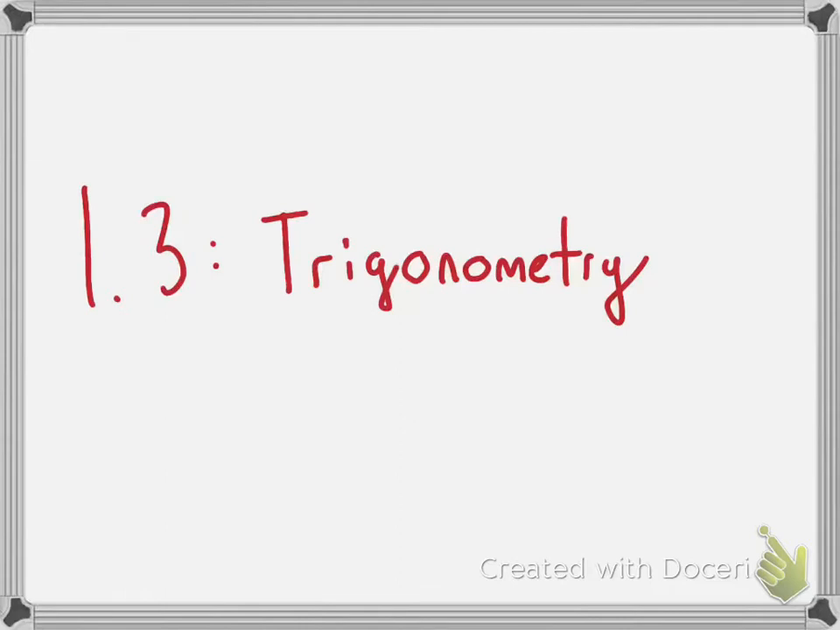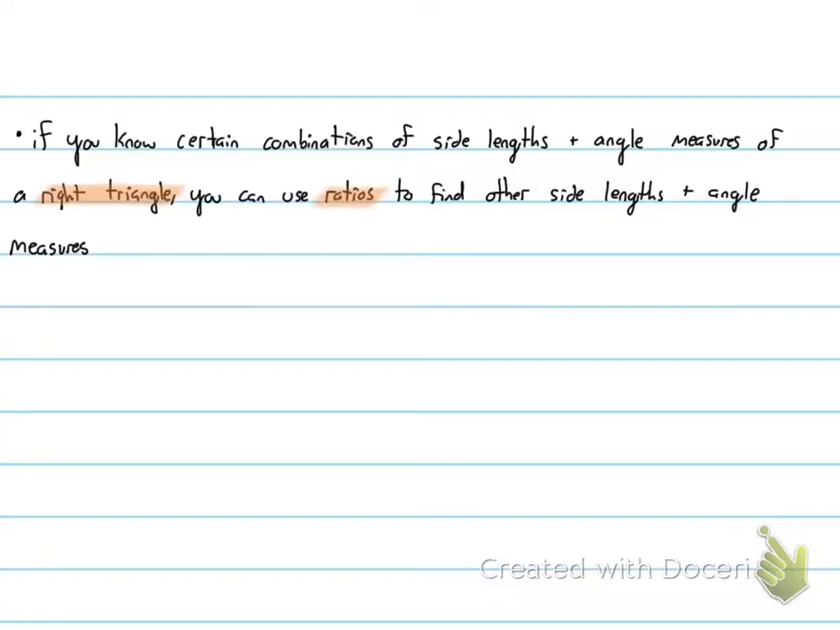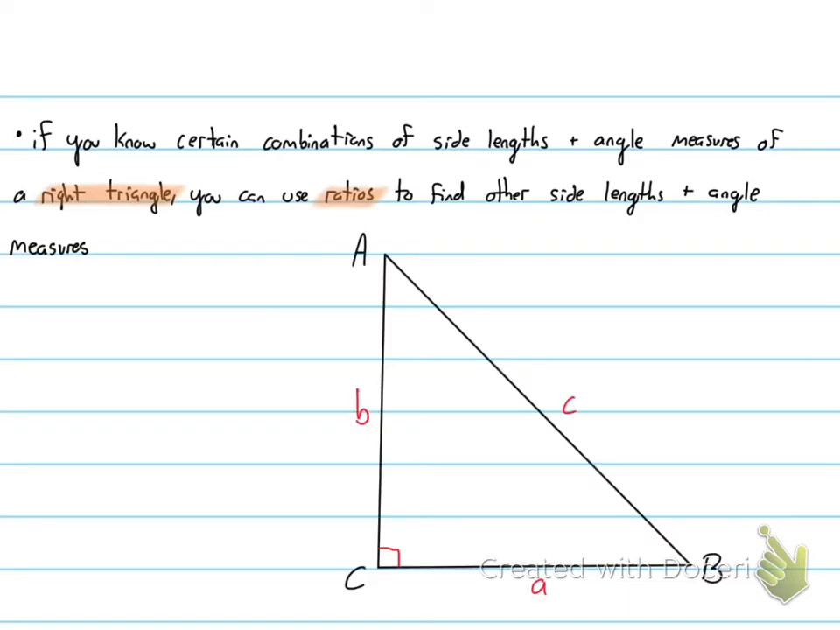In section 1.3, we're going to be learning about trigonometry. If you know certain combinations of side lengths and angle measures of a right triangle, you can use ratios to find the other side lengths and angle measures. So we'll use this rather than the Pythagorean theorem when we're given a combination of sides and angles. So let's say we have right triangle ABC.